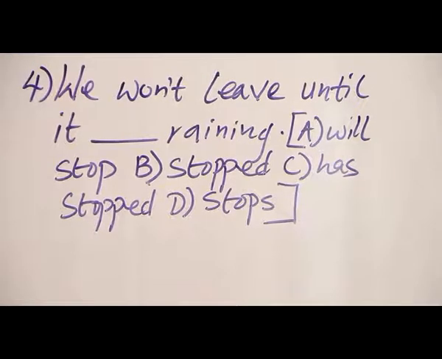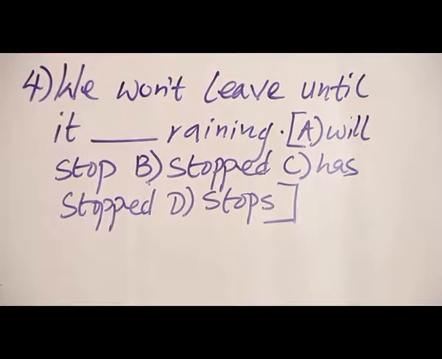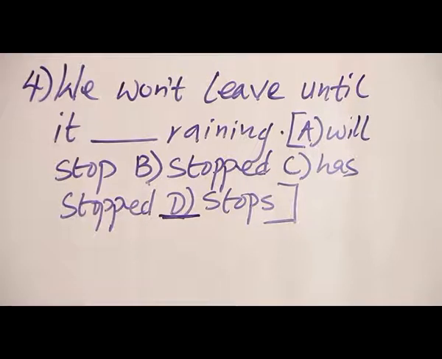We won't leave until it has stopped raining. Remember that this is the present perfect tense. What is its function? It is used to show the connection between the past and the present. That is not the meaning created here. There's no need to show a connection between past and present. So we are left therefore with D, stops. We won't leave until it stops raining. So that is the answer.